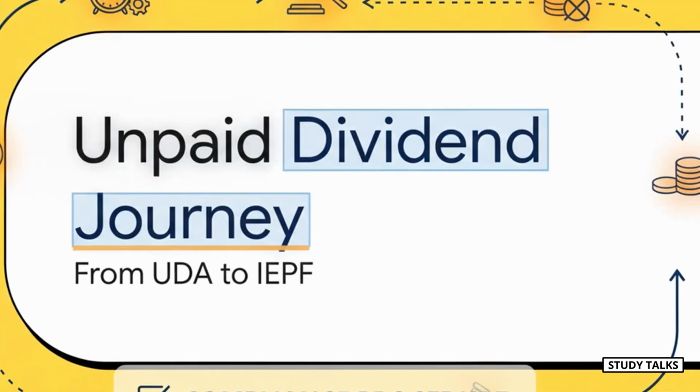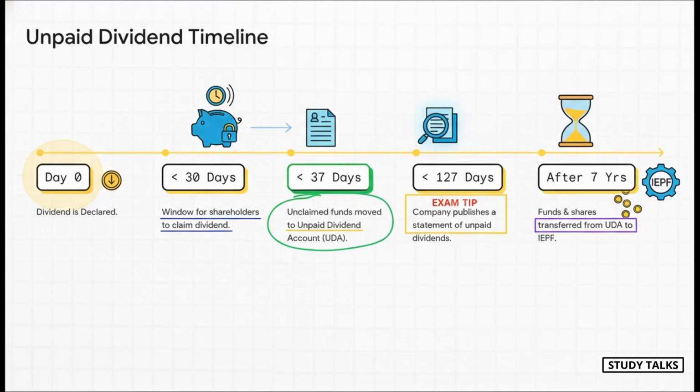All right, let's switch gears from calculation to compliance. What happens after a dividend is declared, but some shareholders just don't claim it? The company can't just keep the money. The law lays out a very strict timeline and a procedure for handling this unpaid dividend, and it's a timeline you absolutely cannot ignore. So let's walk through this journey.